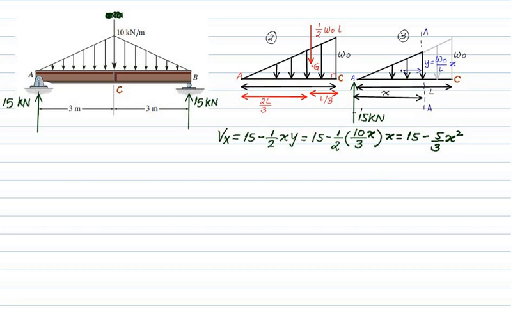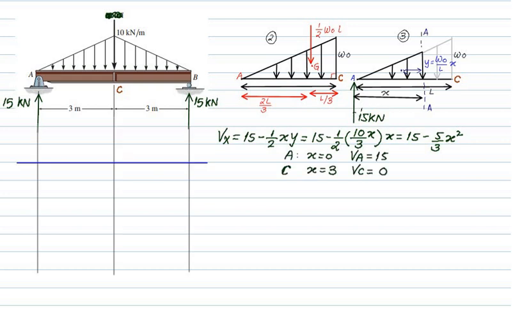But is this equation applicable only for AC? So we will only construct for AC and then the remaining part will be a mirror image. So what is the shear force at point A? It is 0. Sorry, let us calculate: for A we put x equal to 0 and for C we put x equal to 3. So at A, x equal to 0, the shear force is 15. At C, x equal to 3, so the shear force equals 0.